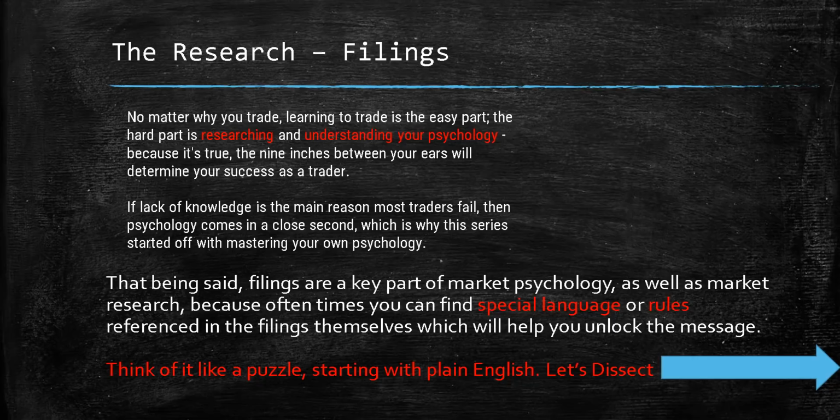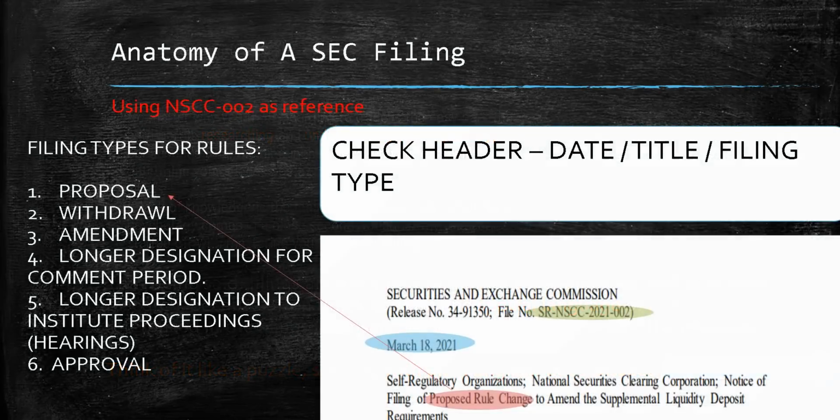That being said, the key part of market psychology is filings, because you can infer a lot of language from the regulators in the filings themselves if you look close enough. You can also learn a lot of market terminology, and a lot of rules as well, as far as law and general market rules. So let's go ahead and take a look. It's also a very helpful way to think of filings like a puzzle that you can dissect by finding little clues within the filings.